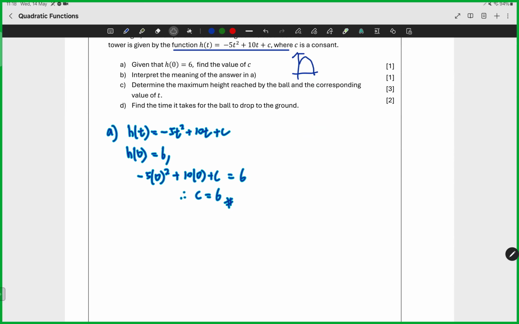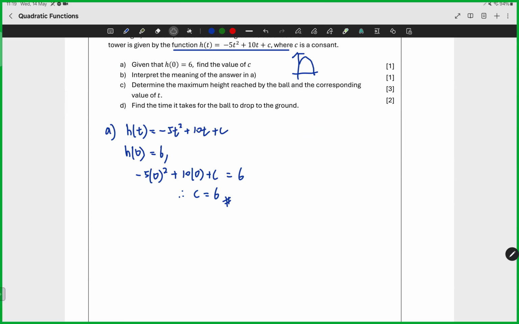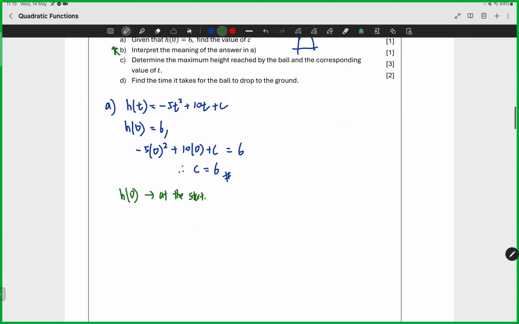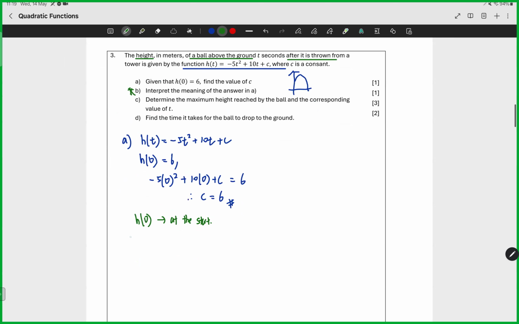B. Interpret the meaning of the answer in A. Now, a lot of people struggle with this question. So go back to the very basics: the height of a ball above the ground after it is thrown. h(0) means that at the start, the ball is still not thrown yet, but it already has a height of 6 meters.